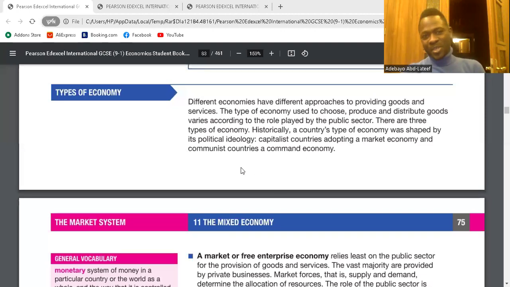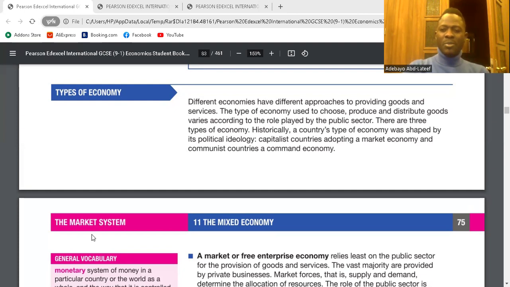So we go to types of economy. Different economies have different approaches to providing goods and services. The type of economy used to choose, produce, and distribute goods varies according to the role played by the public sector. There are 3 types of economy. Historically, a country's type of economy was shaped by its political ideology: capitalist countries adopting a market economy and communist countries a command economy.